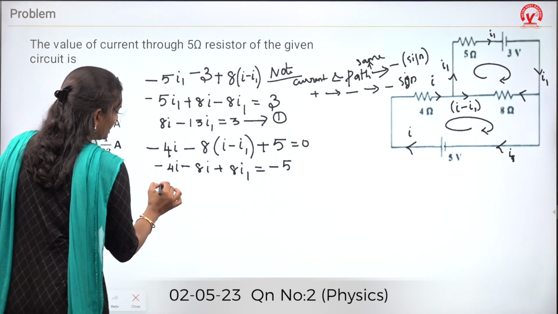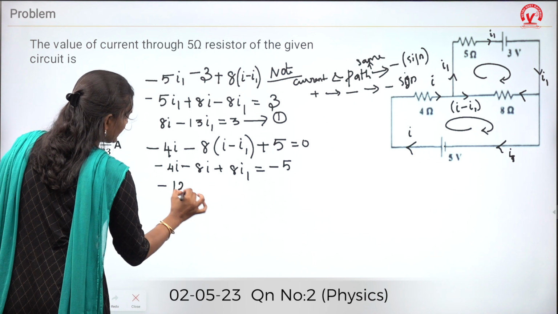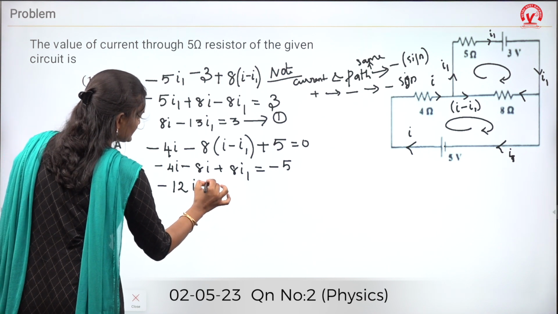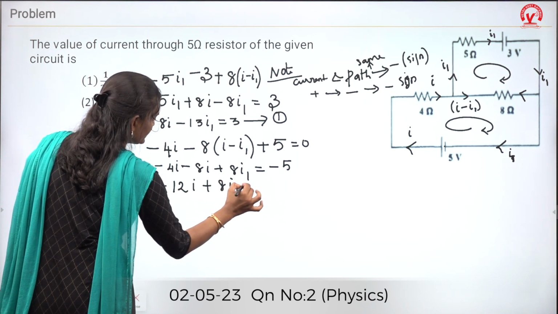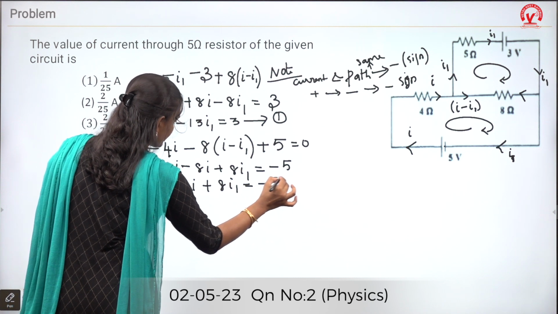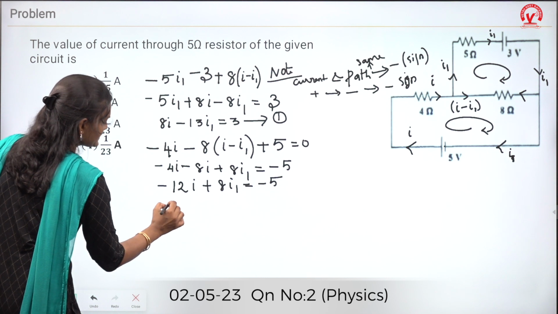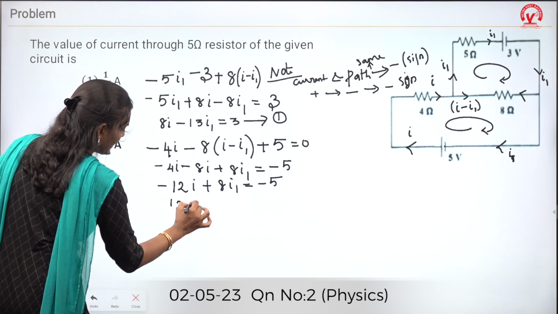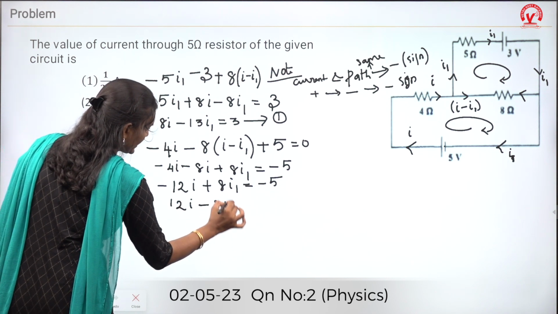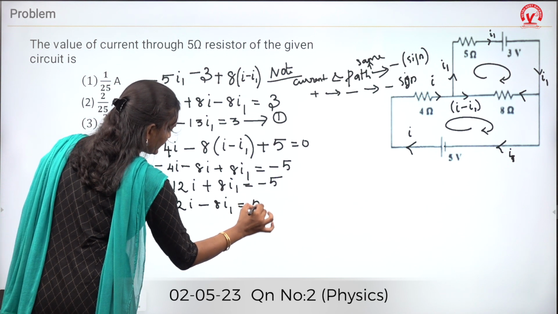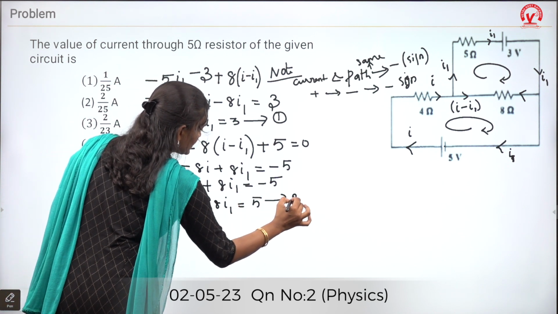Okay. Now minus 12I plus 8I1 is equal to minus 5. Okay. Now I am going to multiply with a negative sign. So 12I minus 8I1 is equal to 5. Now keep this as equation number 2.